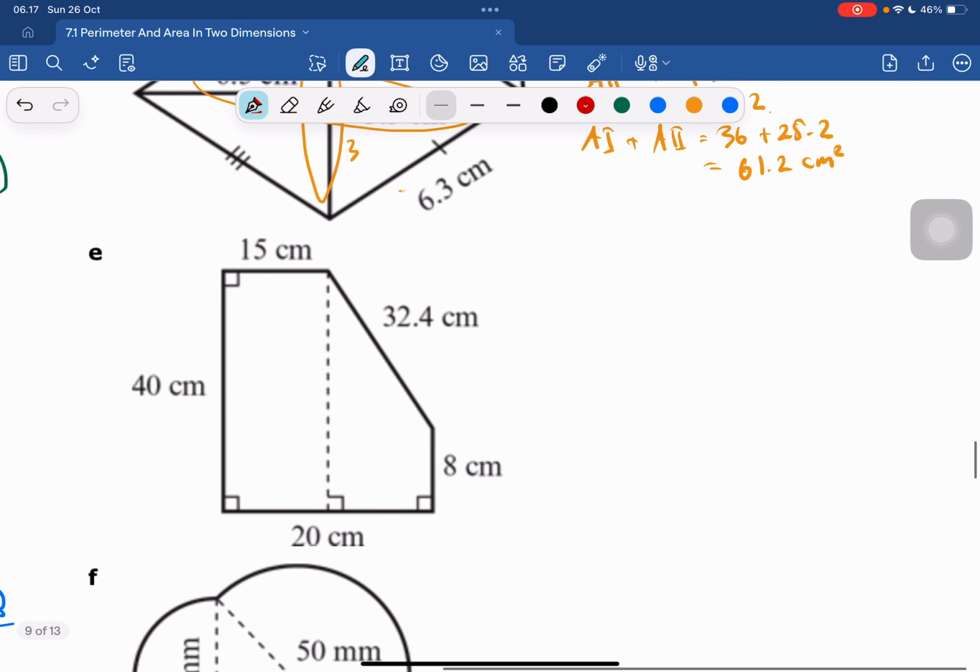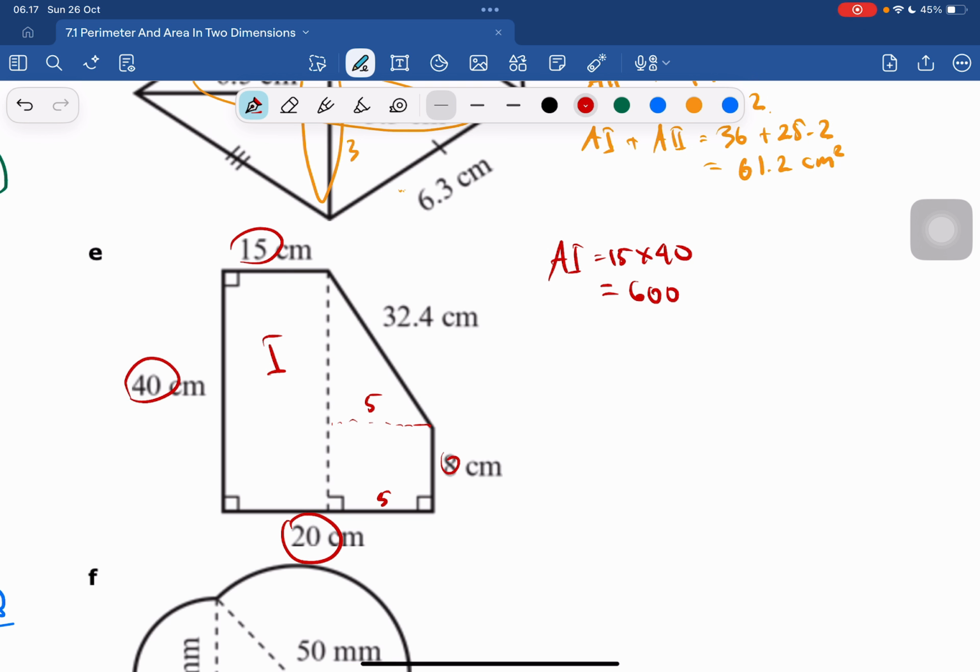Next, what we got from here? First, we got a rectangle of 15 times 40. So 15 times 40 is gonna be 600. And then we got the second from here. If this is 8, so this is 5. Like 20 minus 15 is 5, so it's also gonna be 5. This is 40, this is 8, so 40 minus 8, so this is 35.